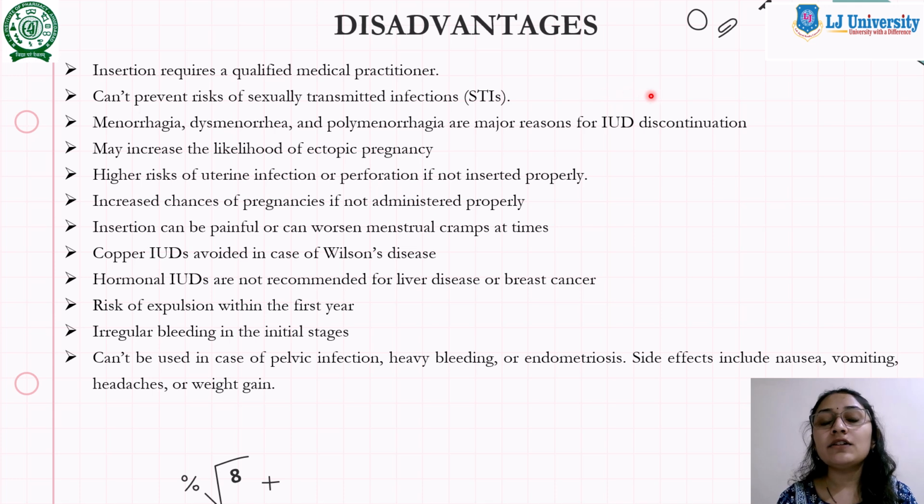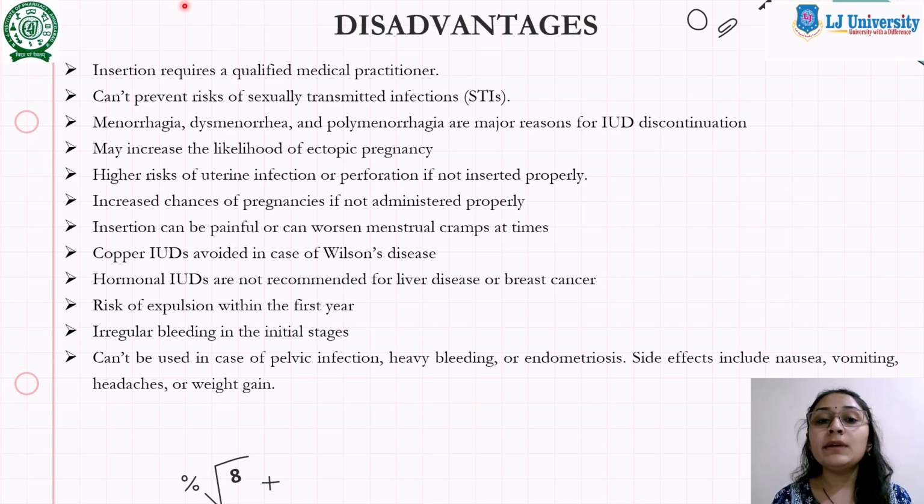Then there are chances of certain menstruation problems, that is menorrhagia, which means very much blood loss during periods, that is more than 80 ml of blood loss during menstruation. So this is about menorrhagia, which is one of the side effects of using an intrauterine device.